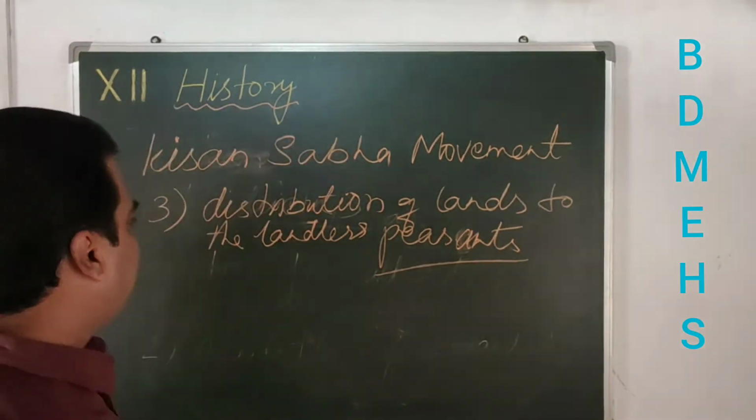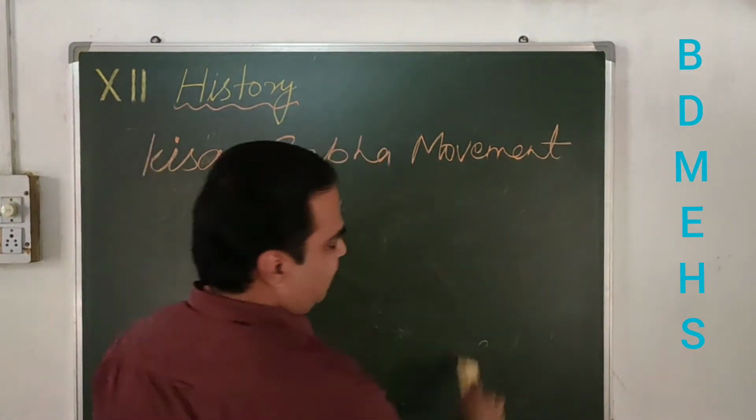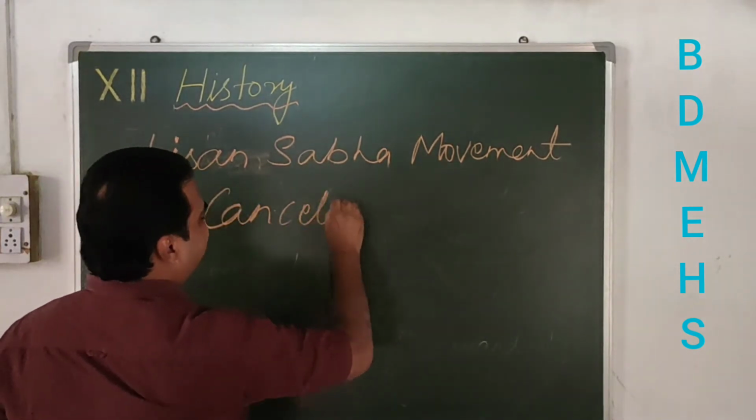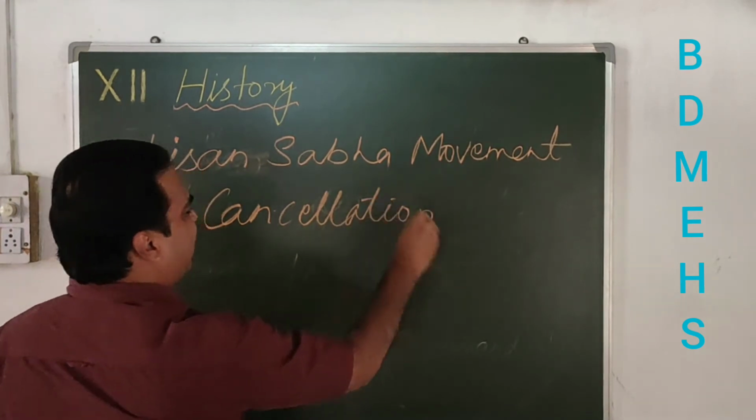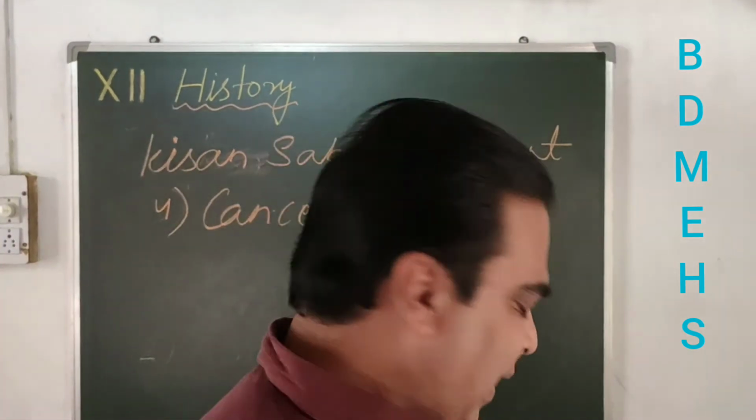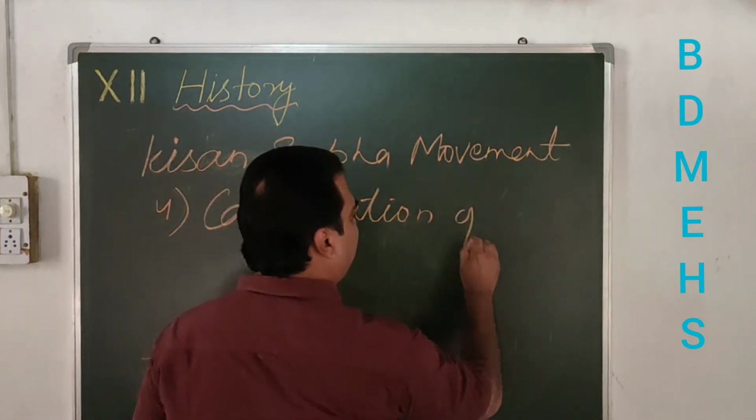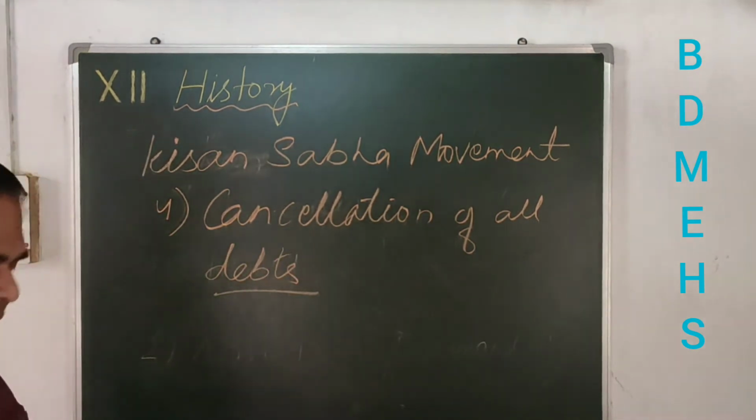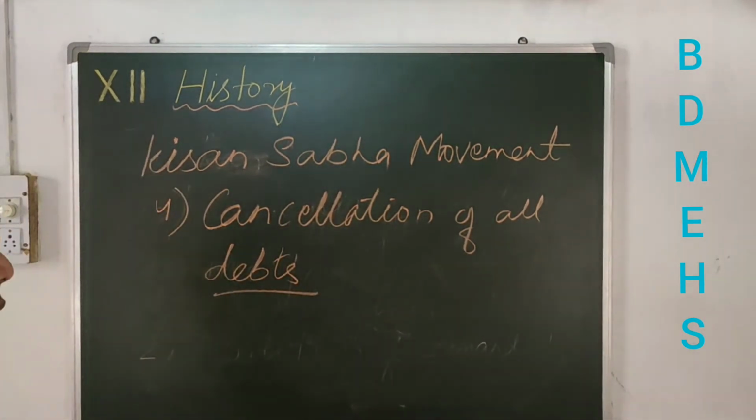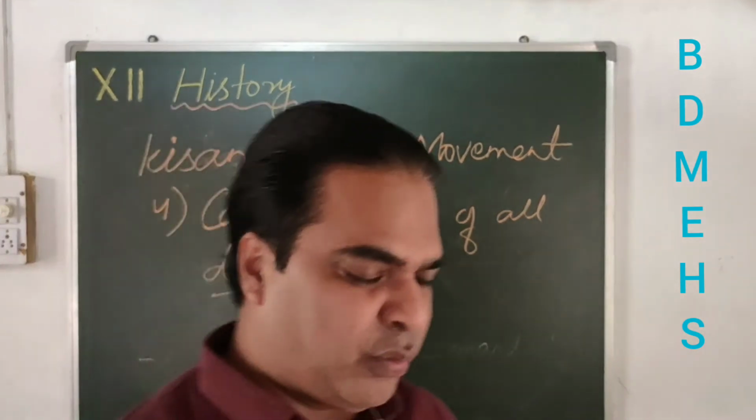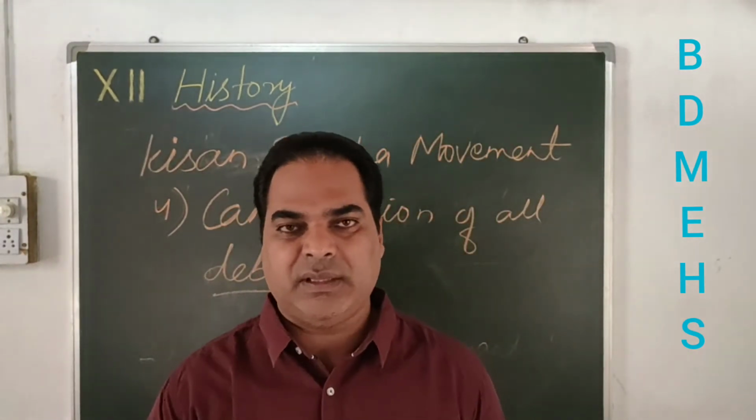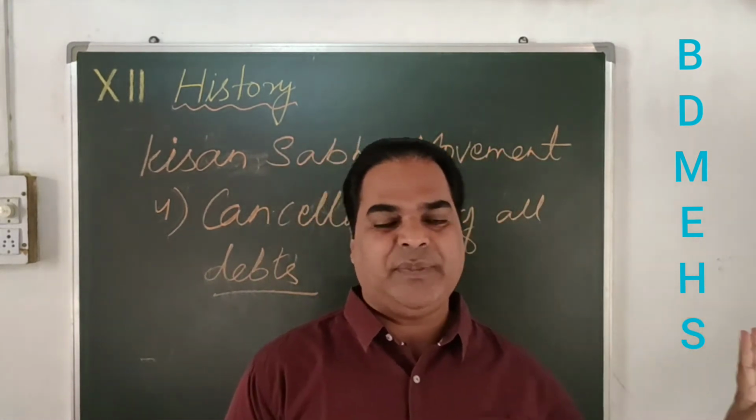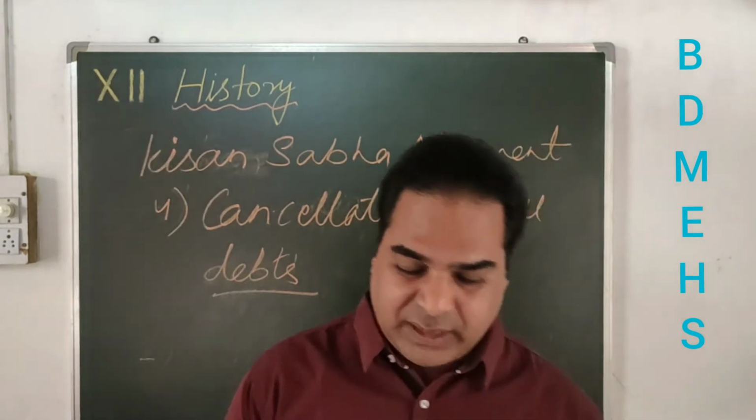And number 4, very important: cancellation of all debts. Cancellation of all debts. Whoever has taken a loan from a money lender or zamindar must be freed. That means they should not be forced to pay the loans.